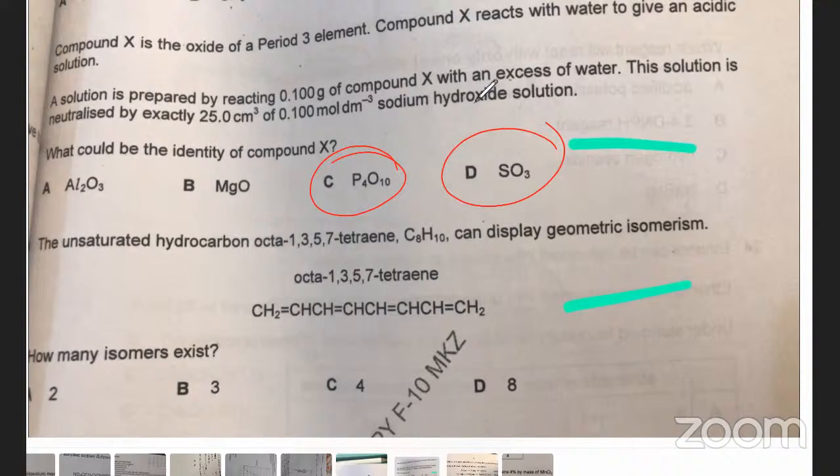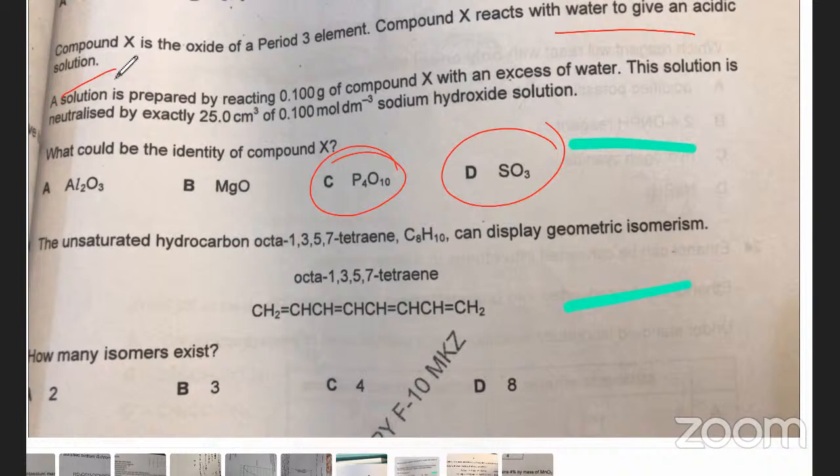Yeah. Because the first 2, this one does not dissolve in water. This one is slightly basic, it's pH 8. MgO is not very soluble, so the pH would be very slightly alkaline. So that was the first part. It reacts with water to give an acidic solution. And then he says the solution is prepared. Now we have to figure out between P4O10 and SO3.